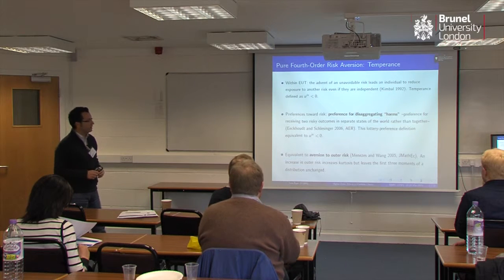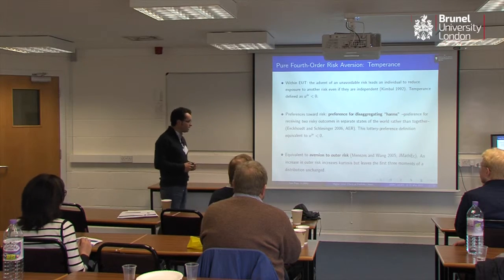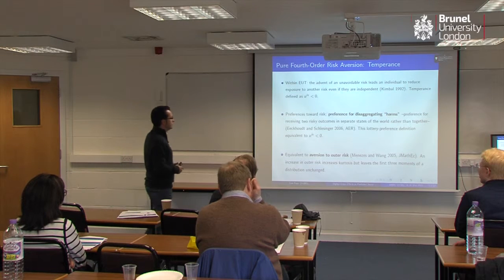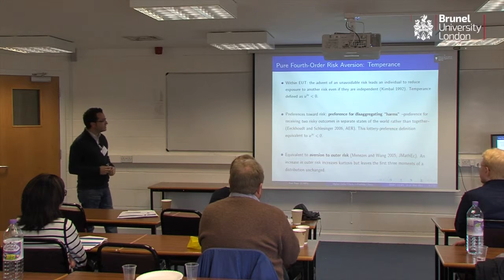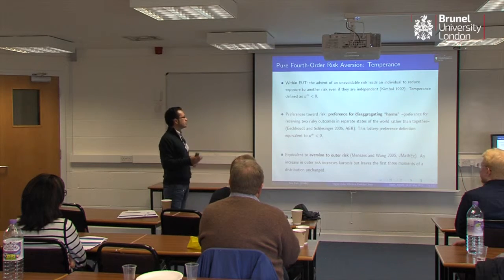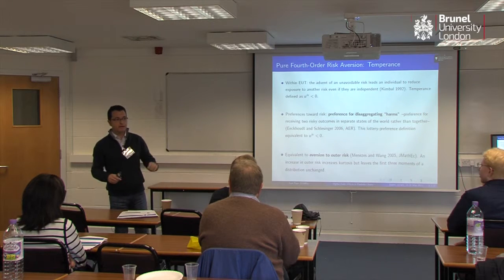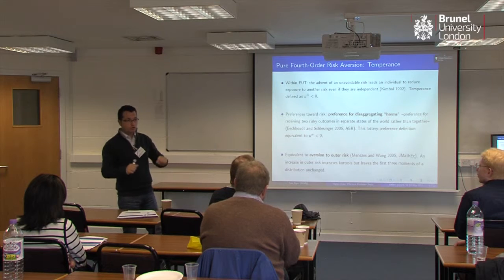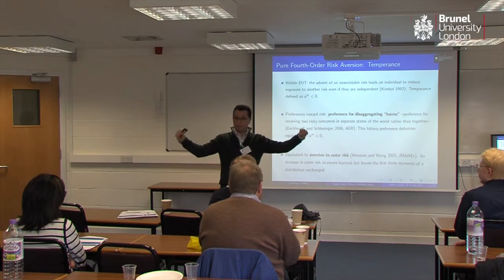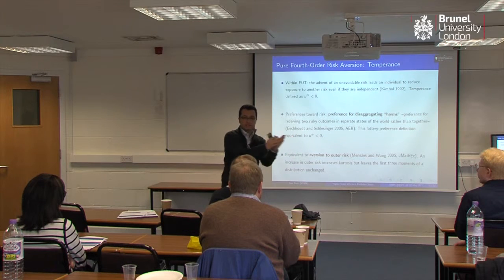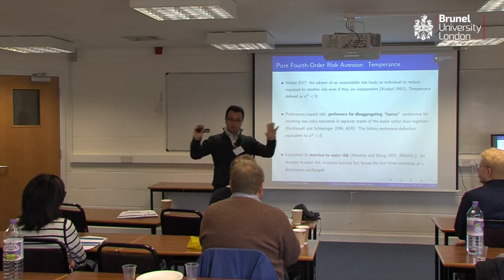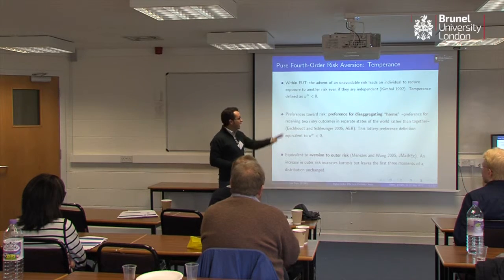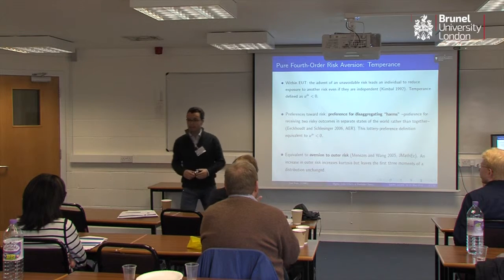The one related with the fourth order effect, temperance, again coined by Kimball in 1992 within expected utility theory, is very intuitive. The advent of an unavoidable risk leads an individual to reduce exposure to another risk. Or put it differently, if I have to impose on you two zero mean risks in two different states of nature, where would you choose to have them? If you choose to have them in separate states of nature, rather than having one with both risks and one with no risk, if you choose to disaggregate the risk in two different states of nature, then the agent is temperate. And the condition for that is that the fourth derivative has to be negative.